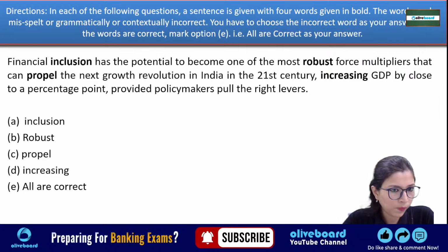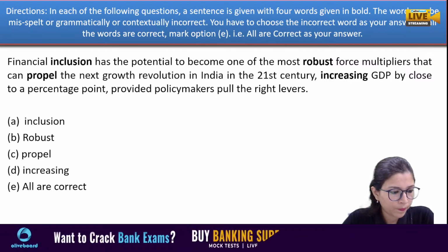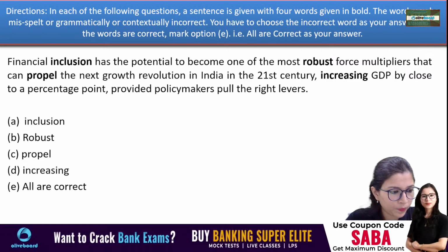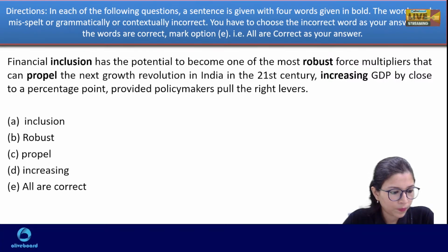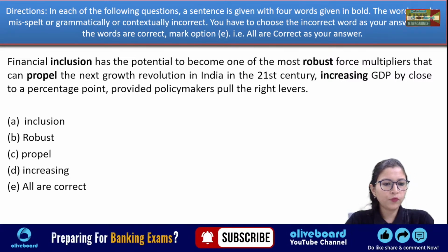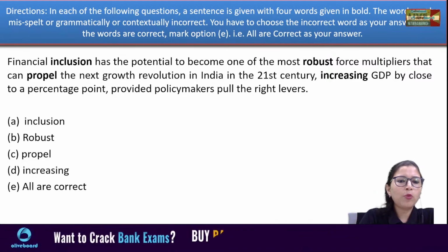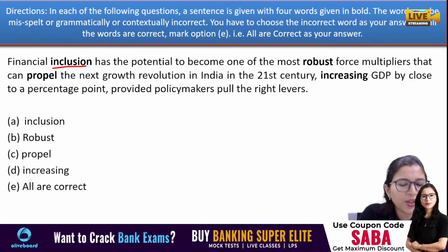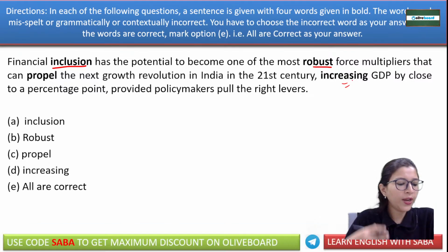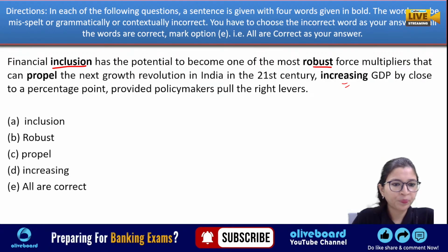Manikanta, C. Now here also the confusion is between E, C, D, all. See, if I talk about spelling, so financial inclusion is correct, robust is correct, propel is correct, increasing is correct. So in terms of spellings, all these are correct. Spelling के terms में ये सारे सही हैं, ठीक है?